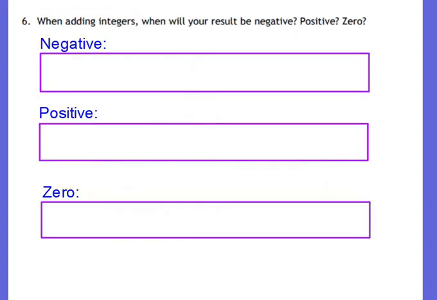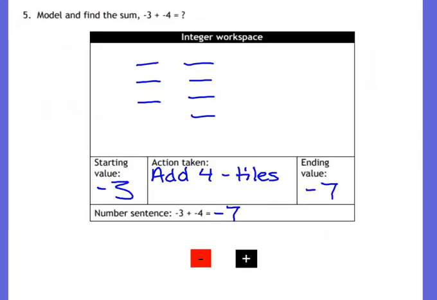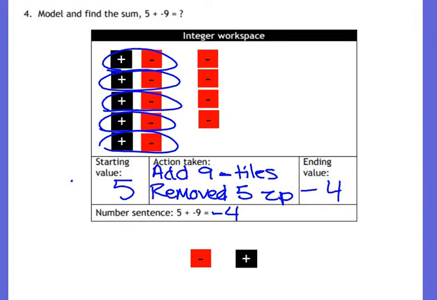Number 6. We're kind of recapping integers, adding integers. So look back at problems 3, 4, and 5. What problems gave us a negative answer? 4 and 5. So looking at 4, raise your hand. Why did it give me a negative answer? Because we had 5 pairs, and if you subtract those 5 from the 9 without the negative sign, it equals 4.